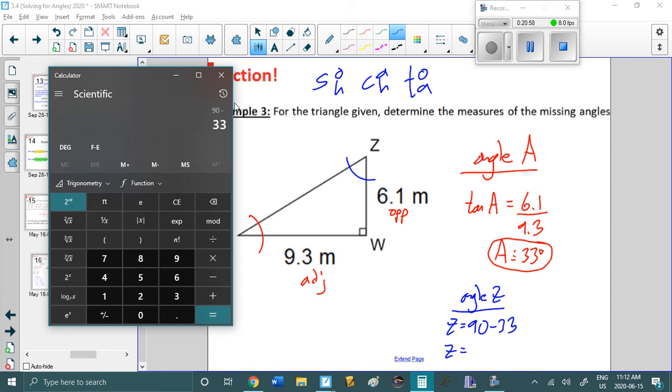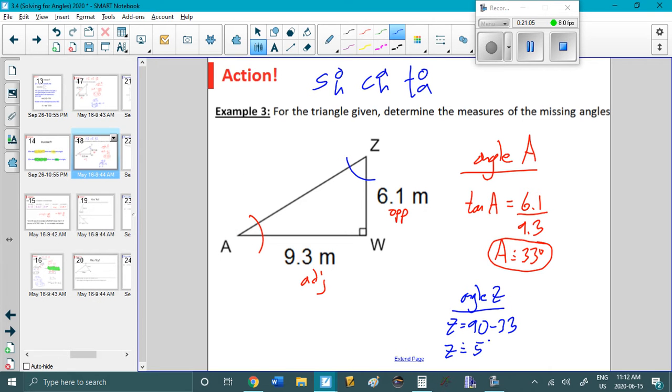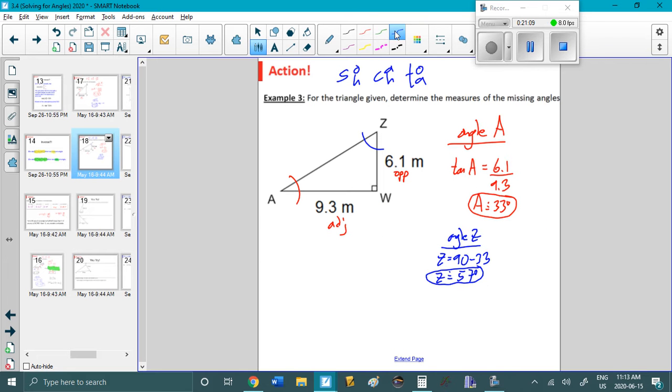Ugh. I don't know why that keeps happening. Stop it. 57. Z equals approximately 57 degrees. And we're done. But again, if you didn't remember the 90 minus thing, you could just go to angle Z.